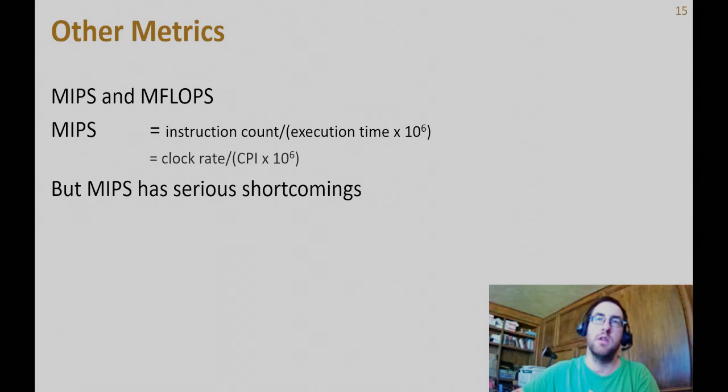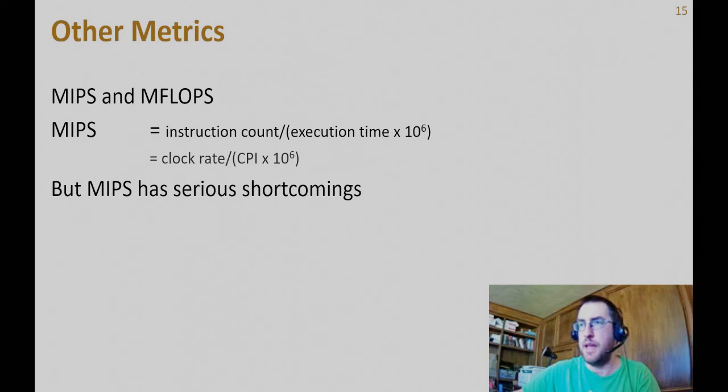You can also see it written as the clock cycle time divided by your cycles per instruction times 10 to the 6th. Again, the 10 to the 6th factor there is from the M part, and then the other part is calculating how many instructions per second are completed. MFLOPS, I think we'll talk about that in another slide, but it's millions of floating point operations per second. So just focusing on the floating point instructions specifically.